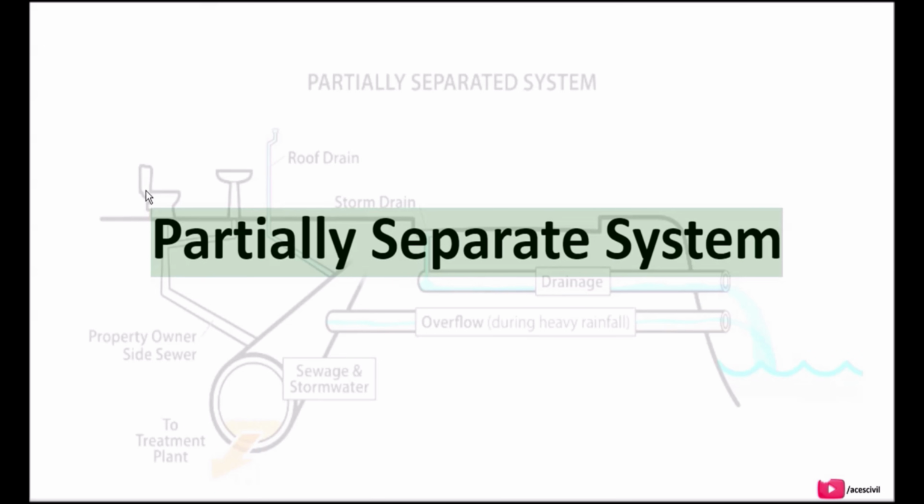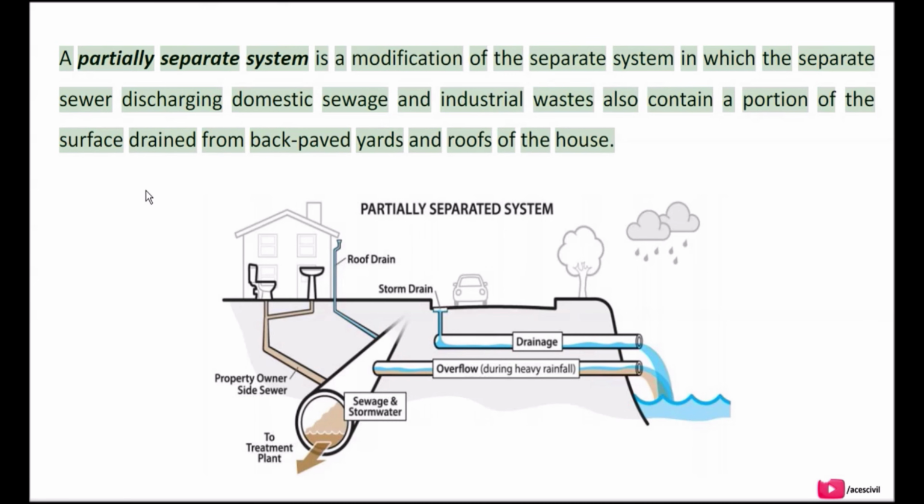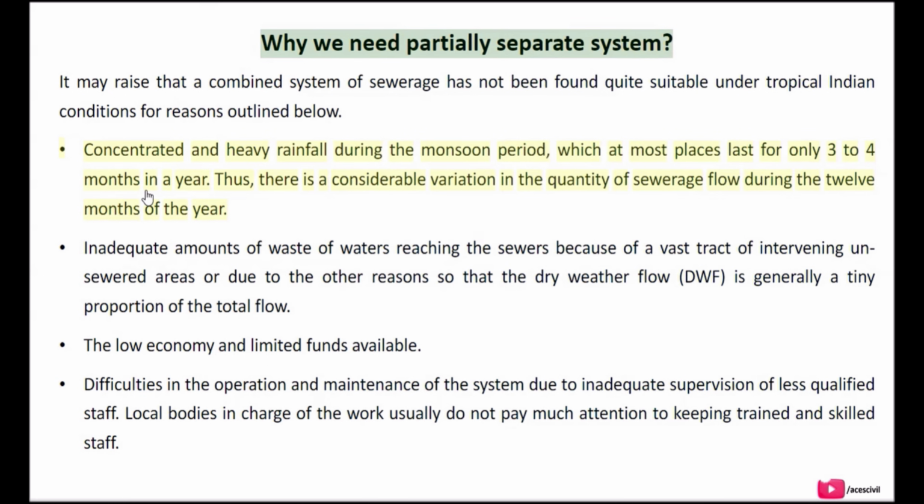Partially separate system: a partially separate system is a modification of the separate system in which the separate sewer discharging domestic sewage and industrial wastes also contains a portion of the surface drained from back paved yards and roofs of the house. Why do we need a partially separate system? It may be noted that a combined system of sewerage has not been found quite suitable under tropical Indian conditions for reasons outlined below.